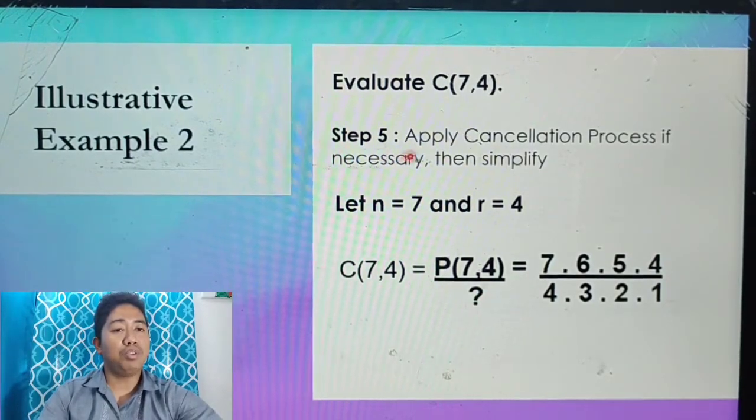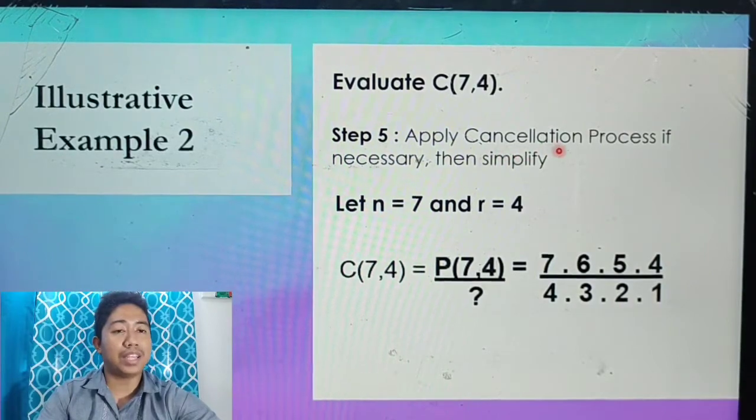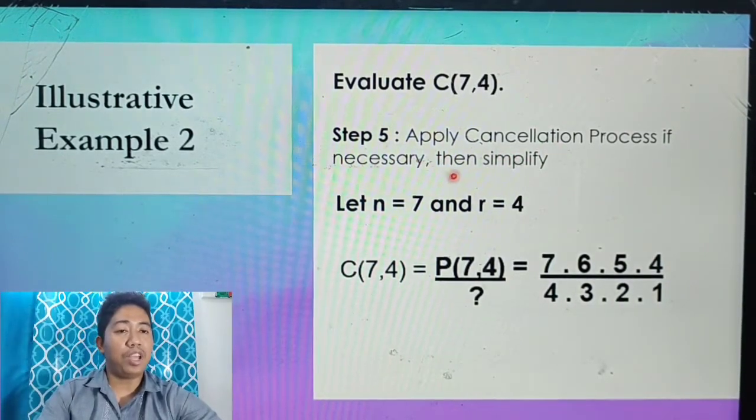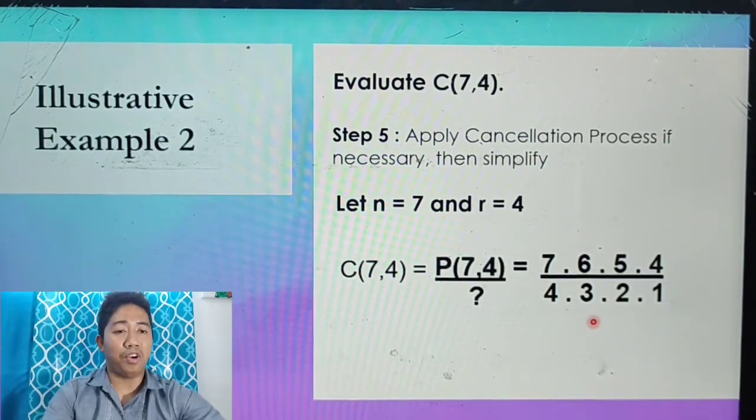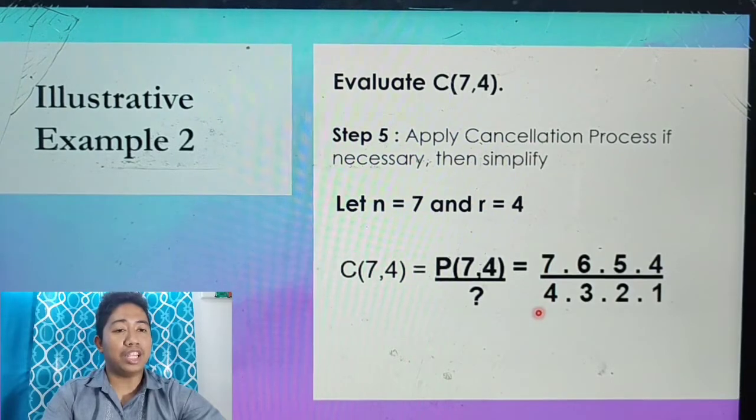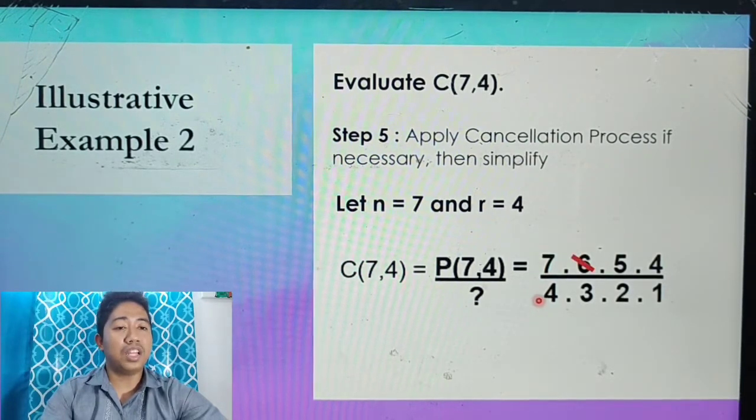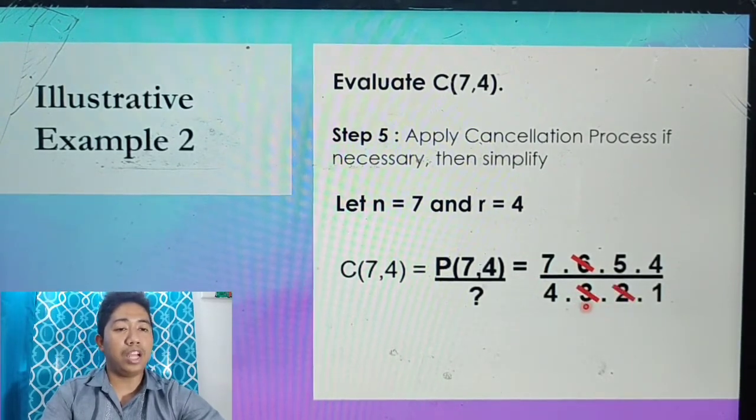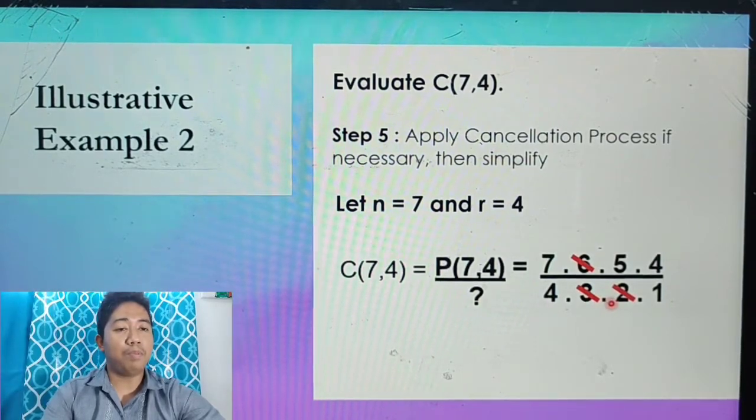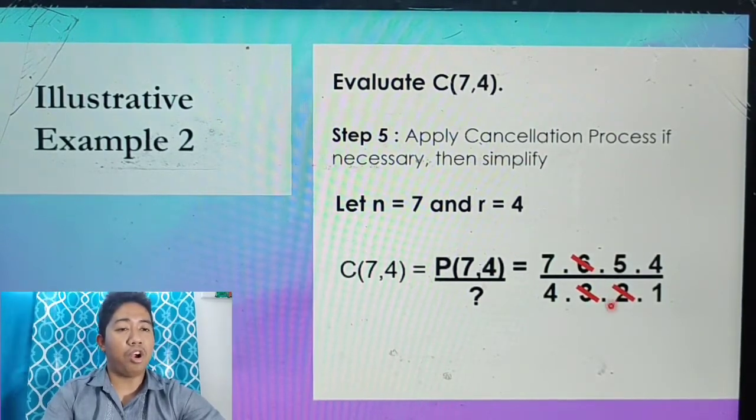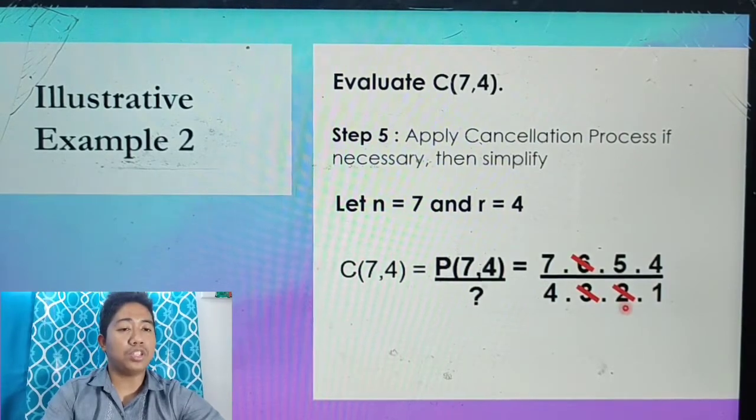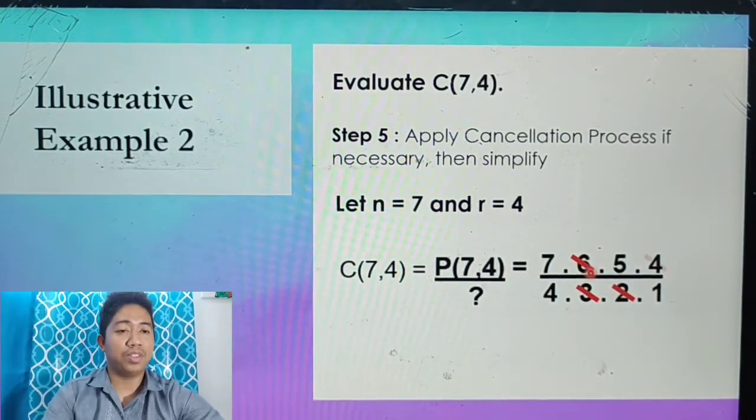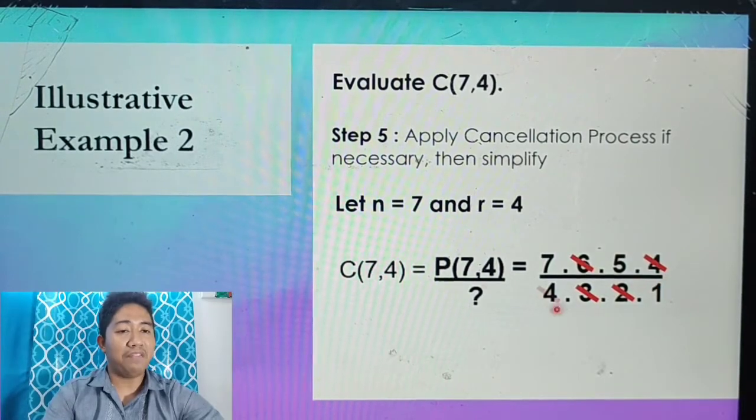Okay, and lastly, you apply the cancellation process if needed, and simplify the expression obtained in step number 4. So the first thing to cancel out is 6. Since 6, we cancel out 3 and 2. Why 2 numbers? Because 3 and 2 are factors of 6. So 3 times 2 is also 6 and cancels 6. Also, we cancel out 4 and 4 as well.